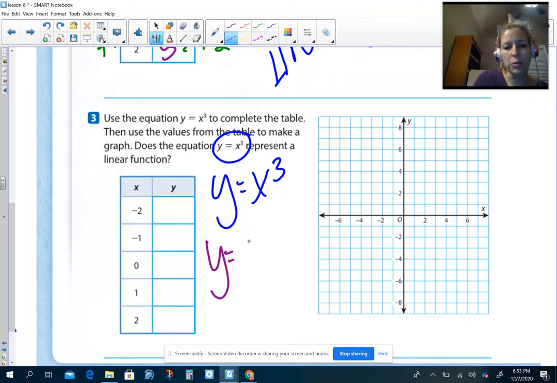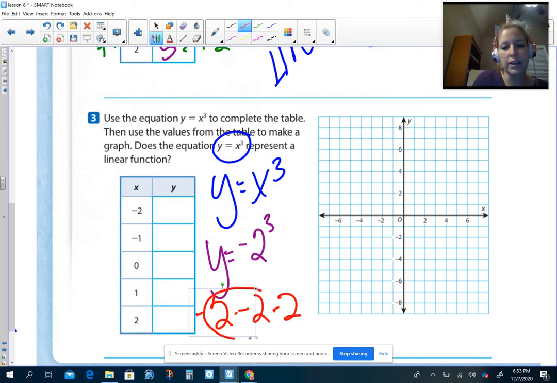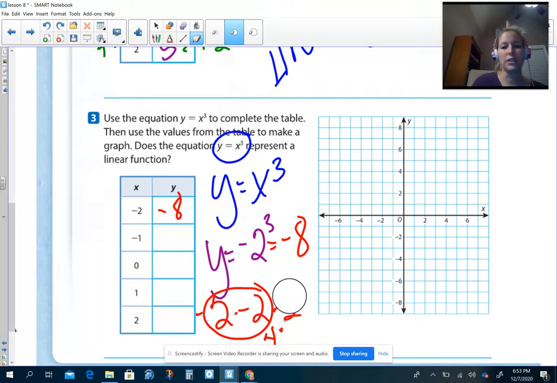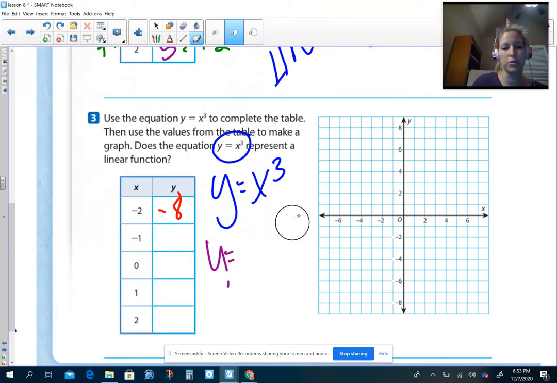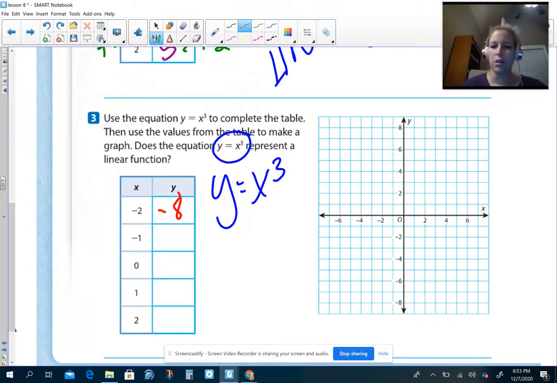So y equals negative 2 to the power of 3. And I'm going to go ahead and write this out. We're going to do this one together. Okay, negative 2 times negative 2 gives me a positive 4. And then a positive times a negative, yep, that's going to give me a negative 8. Okay, so I'm going to go ahead and put a negative 8 right here. Watch how crazy this is. It's going to be cool when we graph this one. I like exponents. We've got a negative 2 and a negative 8. Bam, there it goes.